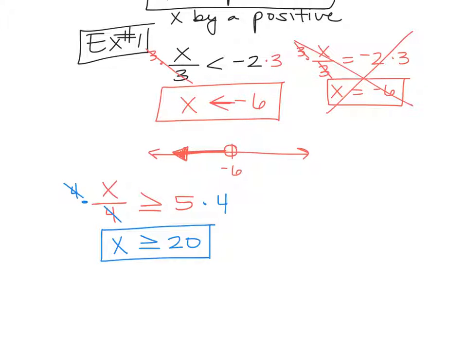Okay? Now here's what I want you to see. In that first example, there was a negative number there, right? But we multiplied on both sides by what kind of number?